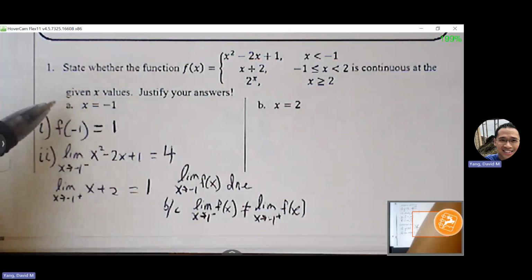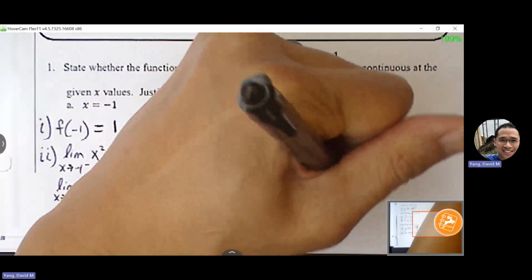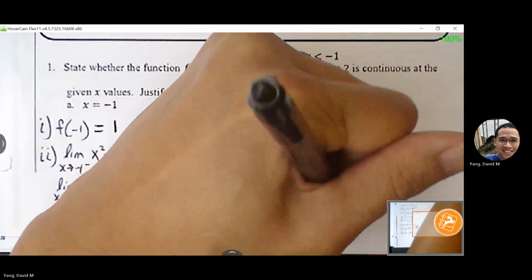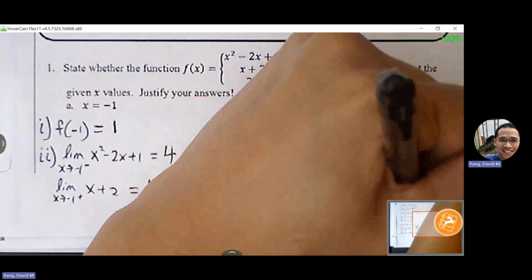And it doesn't specify to identify what type of discontinuity, but just for practice purposes, we're going to say this is a non-removable discontinuity at x equals -1.